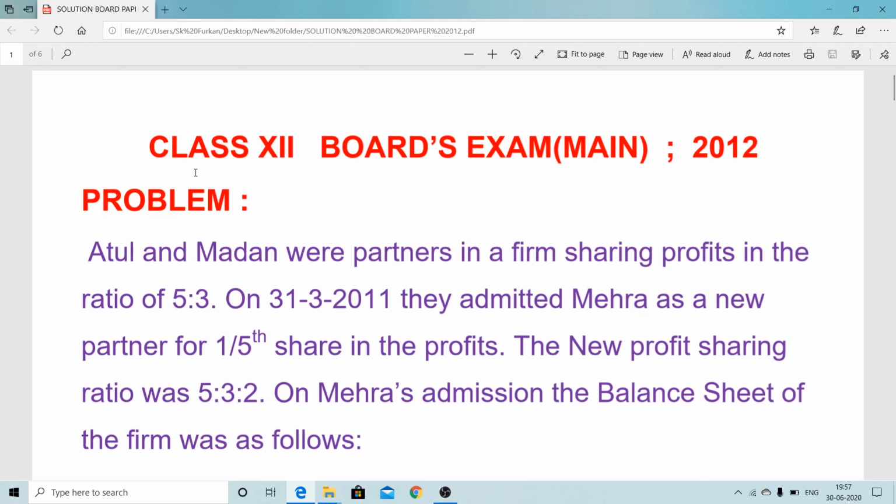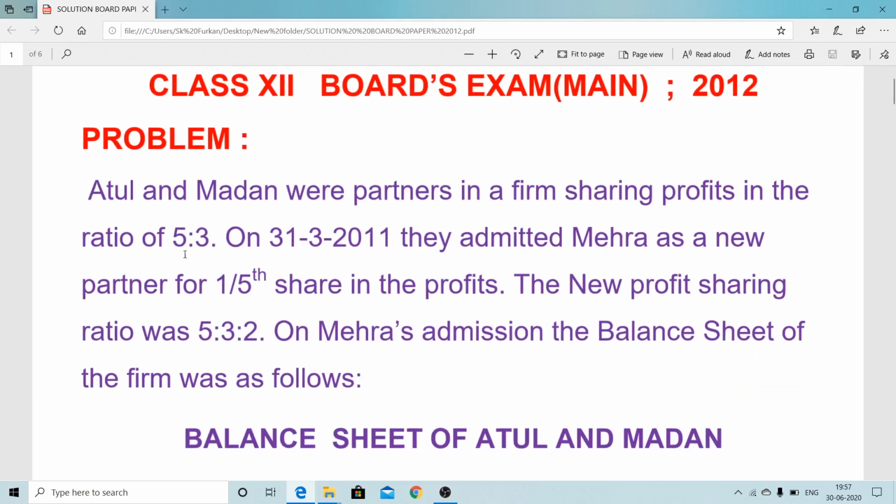Now this year, 2012, is a similar type of question which we already did in the years 2008, 9, 10. Here, in these cases, the old partners' capital is to be adjusted on the basis of the incoming partner's or new partner's capital contribution.